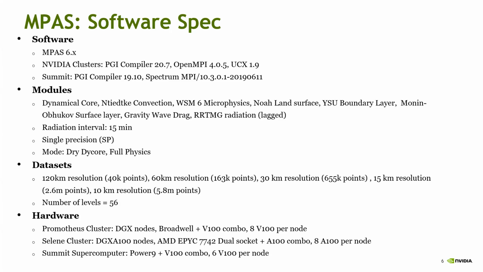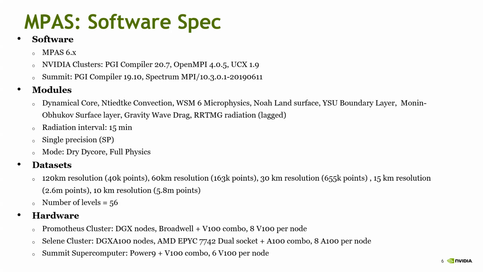There are 2 modes that we run the MPAS in for today's performance analysis. One is the dry dycore, where only the dynamical core is executed. And the second one is full physics, which basically means the physics plus scalar transport plus dynamics, all of those executed together. For the data sets, we are limiting ourselves from a coarse resolution of 120 kilometers to a fine resolution of 10 kilometers and everything in between. The number of vertical levels is 56.